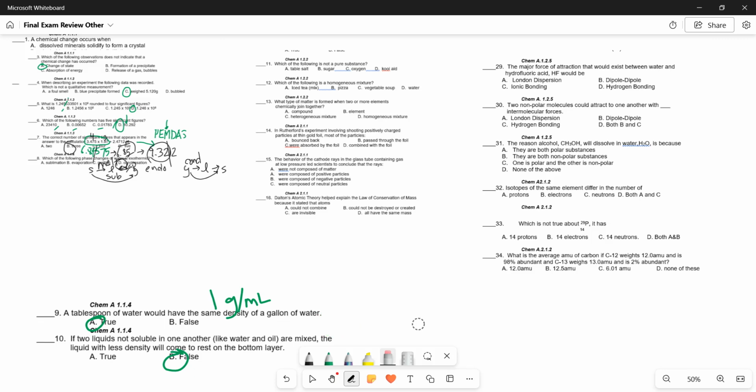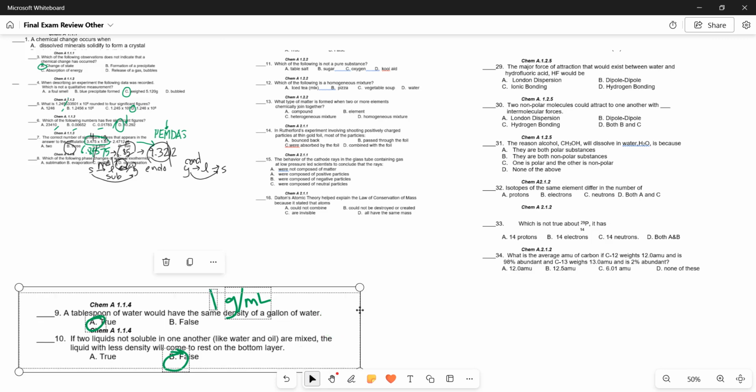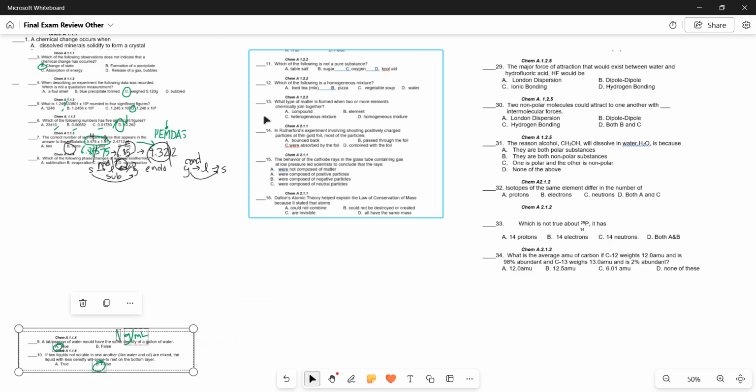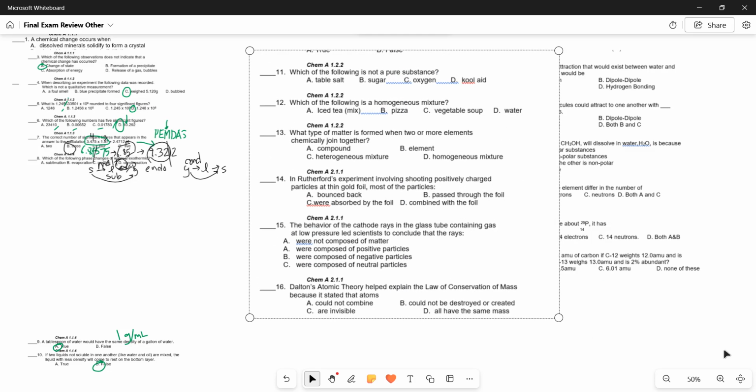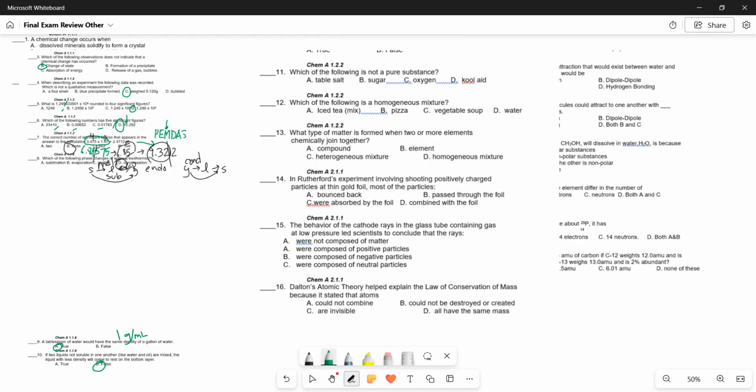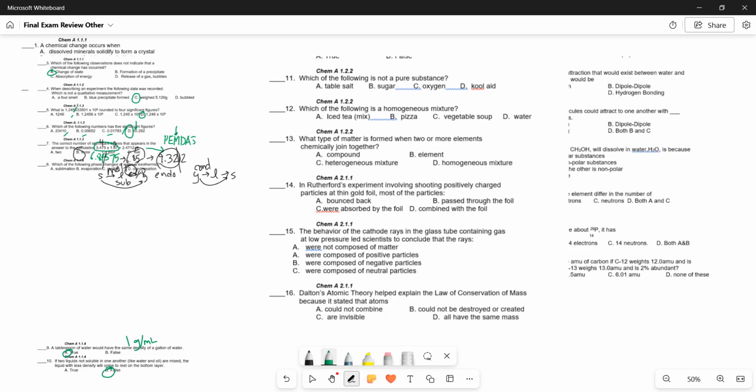Okay, so let's get rid of that, minimize this, and maximize this one. And this next one, number 11, says which of the following is not a pure substance? So what is a pure substance? Well, a pure substance is going to be an element or a compound. And A is a compound, B is a compound, C is an element, D is a mixture. So the answer is D.